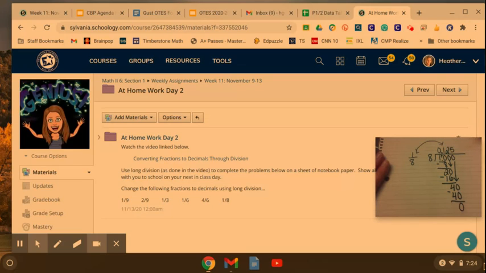0.125. And if I want to read that correctly with place value, this is my tenths place, my hundredths place, and my thousandths place. So I read this as 125 thousandths. Okay? So we're going to talk more about this next week.